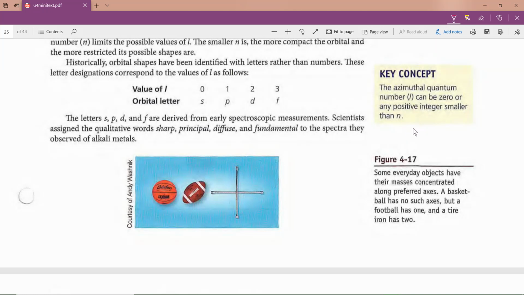Okay, so n can be 1, 2, 3, 4, 5, 6, 7, 8, and so on. L can be 0, 1, 2, 3, anywhere up to n minus 1. So if n is 2, L could be 0 or 1. If n is 3, L could be 0, 1, or 2. If n equals 4, L could be 0, 1, 2, or 3. If n equals 1, L can be 0, and that's all it can be.